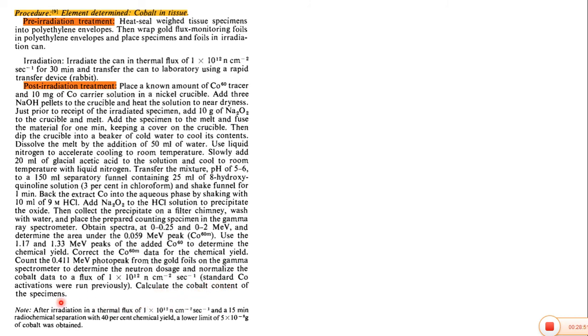Standard cobalt activation was run previously. Calculate the cobalt content of the specimen. So at the end, what we obtain after irradiation in a thermal flux of about 1 x 10^12 neutrons per centimeter square per second, and a 15-minute radiochemical separation with 40% chemical yield, is a lower limit of 5 x 10^-8 gram of cobalt. So this is very good data at a very low limit, in the nanogram range, that one can determine with the help of this analytical technique.